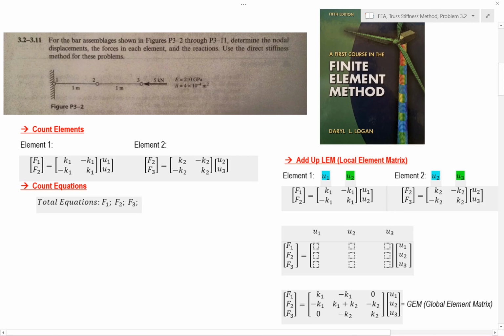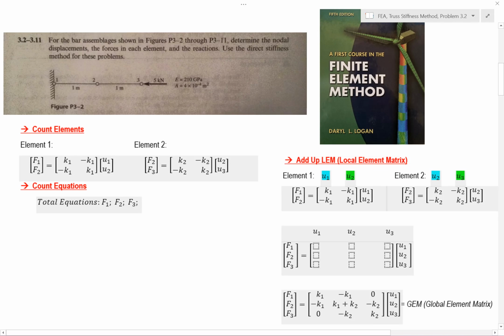Next thing we need to do is we need to take our local element matrix, we need to add them up here to get our global element matrix. Okay, so we're going to go from our local to our global down here. Okay, so how do we do that?